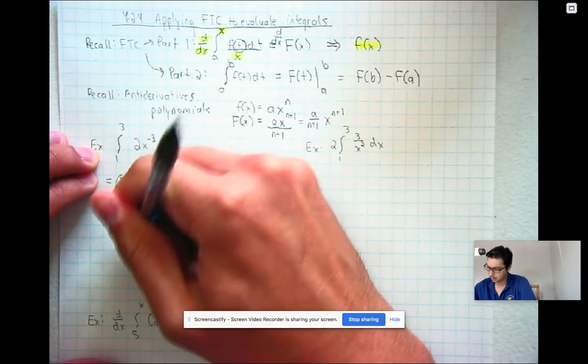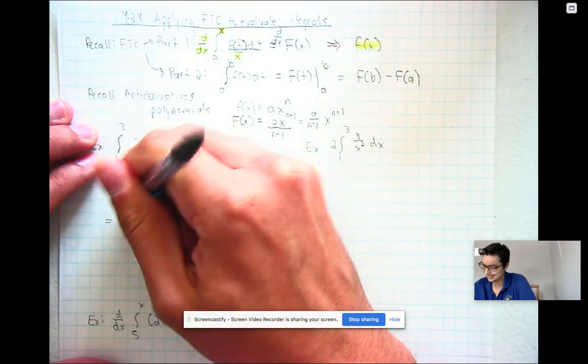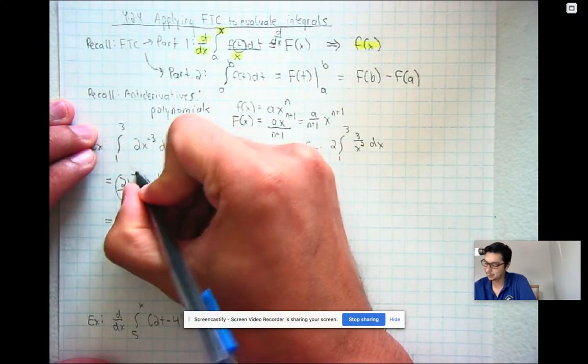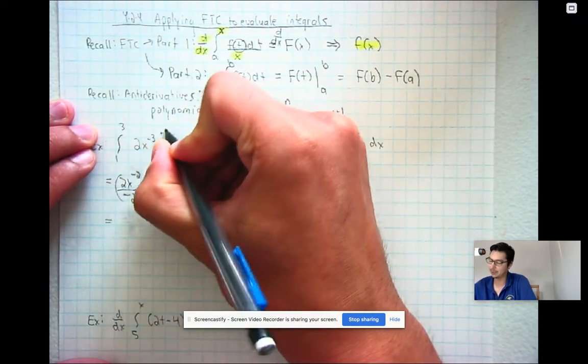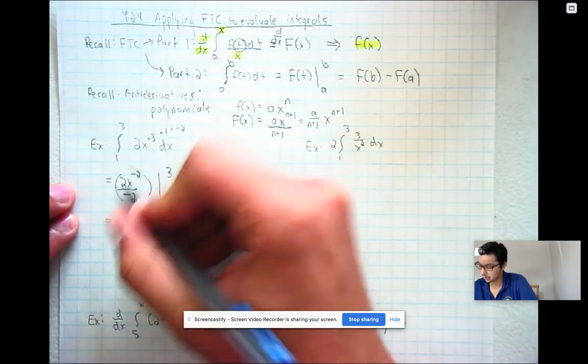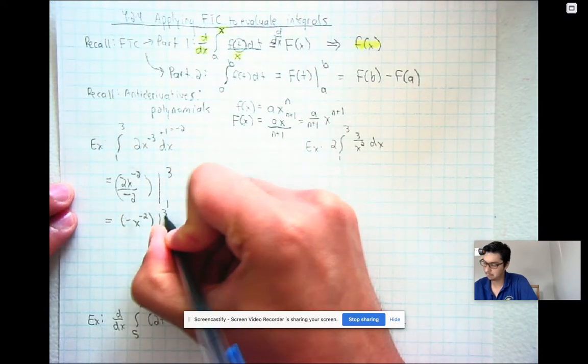Oops. And this is a mistake that hopefully you're noticing: Mr. Hein, you're not doing it right. If you add 1, it's not negative 4. If you add 1, it's negative 2. Right? If you add 1, that's negative 2. In which case that actually gives us just negative x to the negative 2 from 1 to 3.